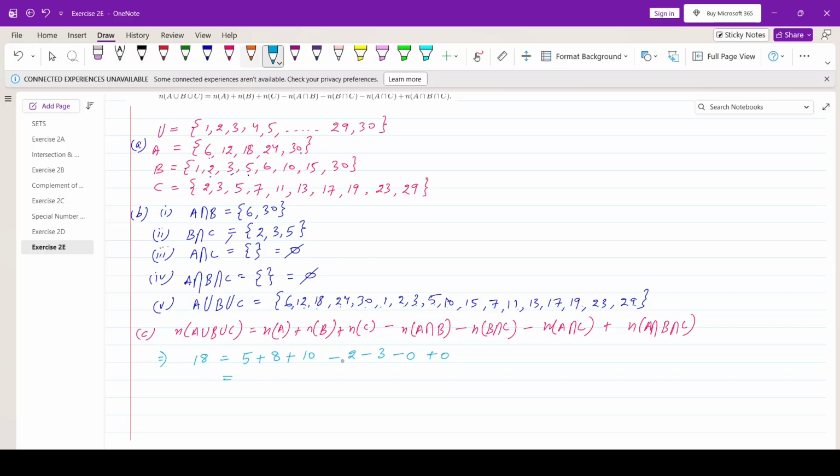So negative 2 and negative 3 will make negative 5. So this 5 will cancel these two out, and hence we'll be left with 18 on the right hand side, and hence the left hand side is equal to the right hand side, and hence shown.